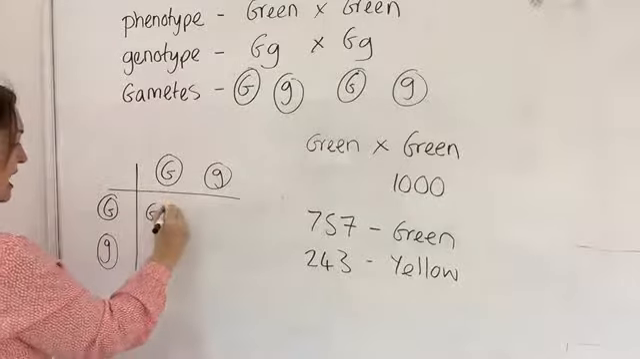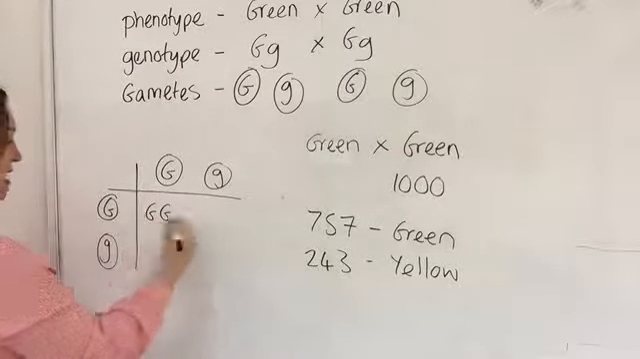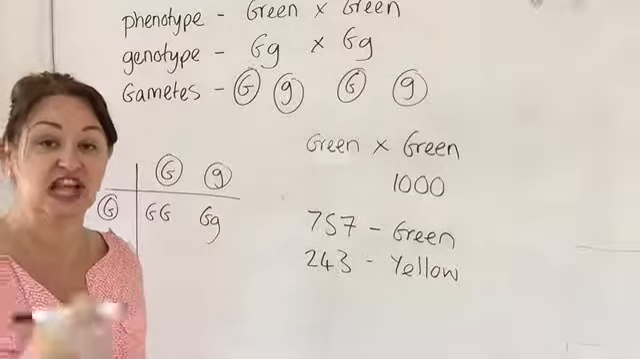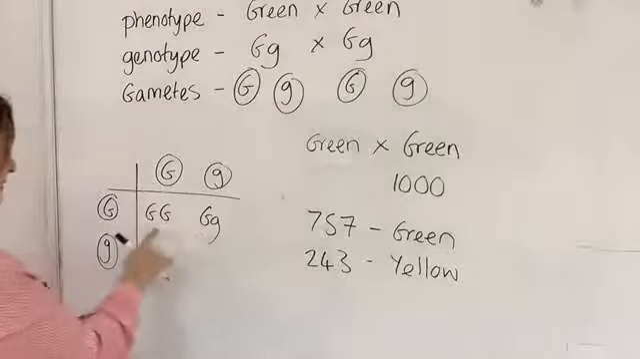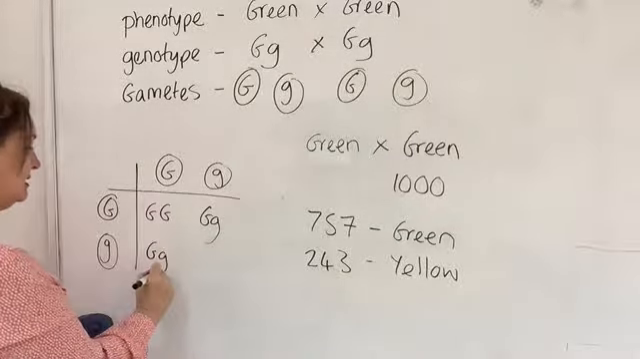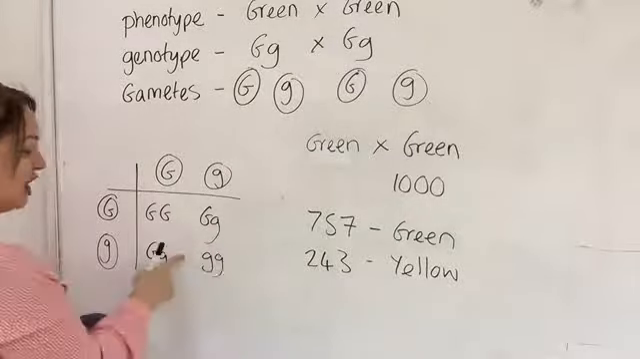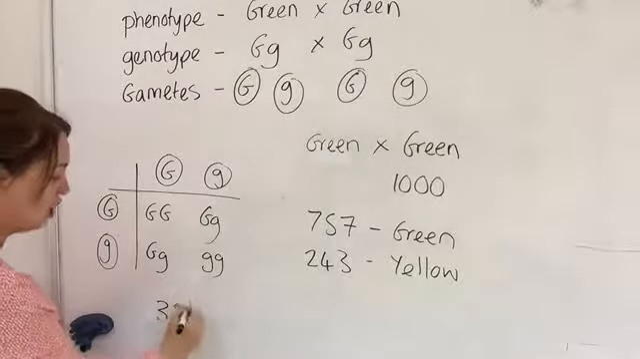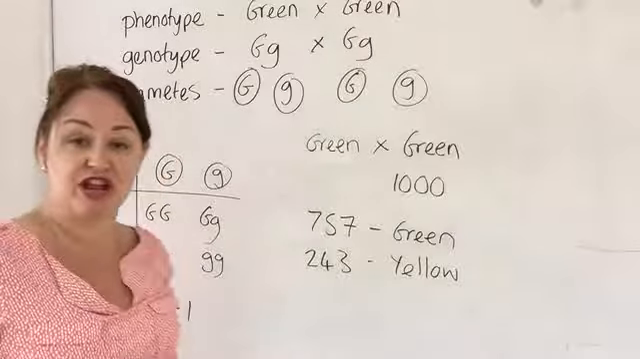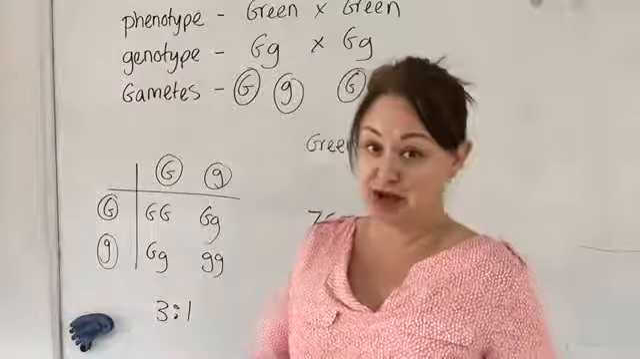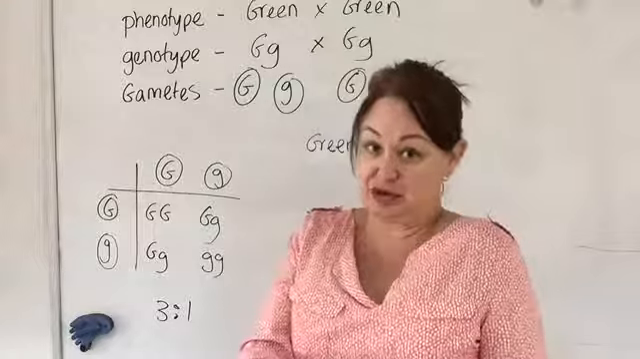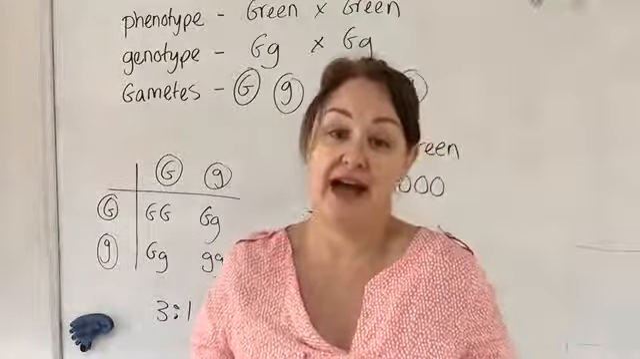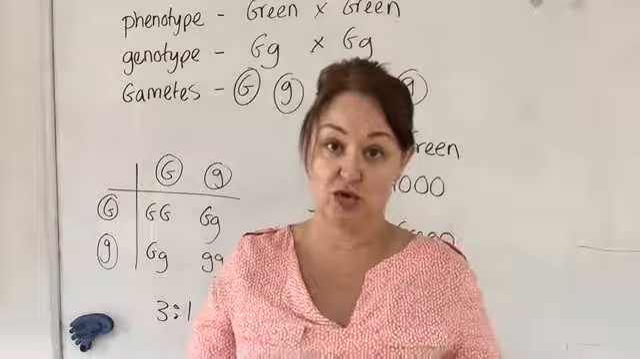And here we get a green plant. A green plant, it's genetically different, but phenotypically the same. A green plant and a yellow plant. 1, 2, 3 green to 1 yellow. It fits with the same ratio, and so therefore working backwards on our expected offspring, we can then work out what our anticipated genotype was for the parents.